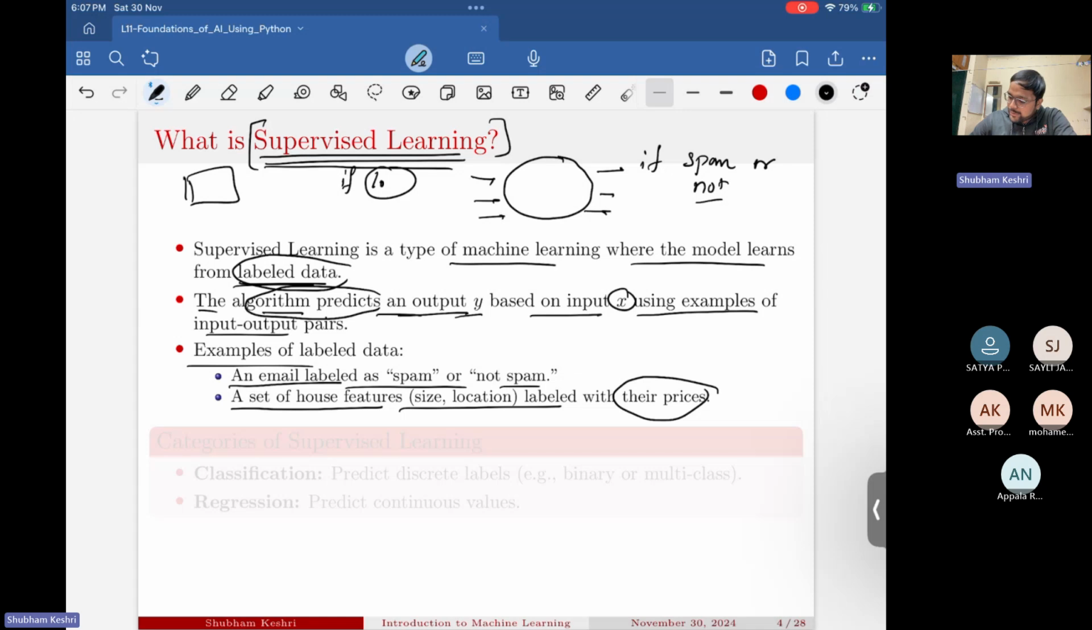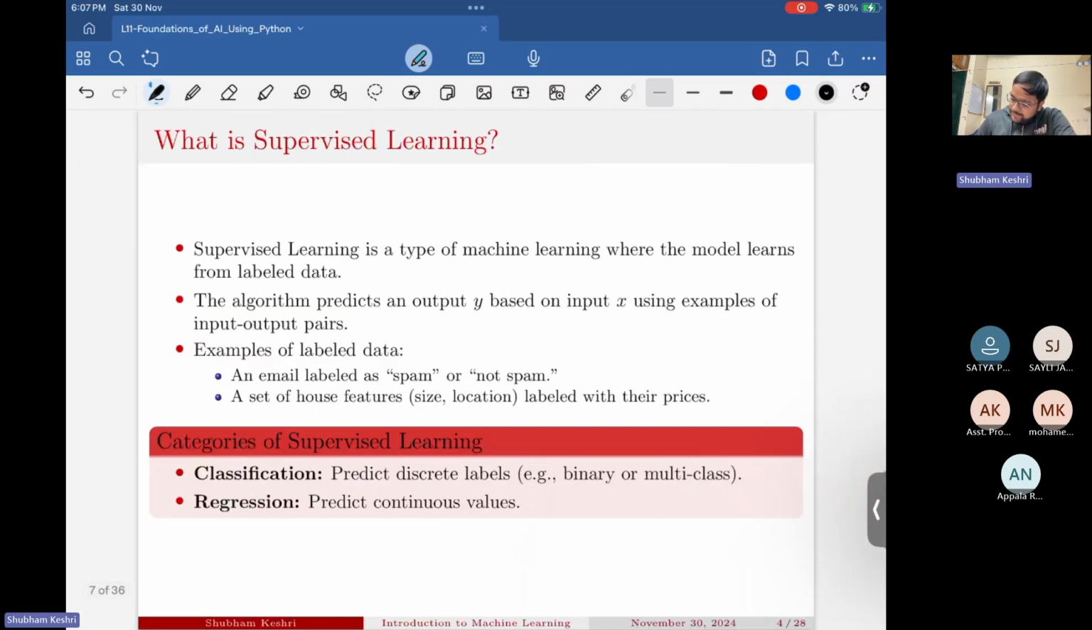So this is also an input-output pair, and this is also labeled data, and therefore we will use supervised learning. In the spam case it is categorization, so it is on or off, or it can be multiple categories also. Over here we're just talking about two categories: spam, not spam. And the other is when the labels are continuous, so we are trying to get a value.